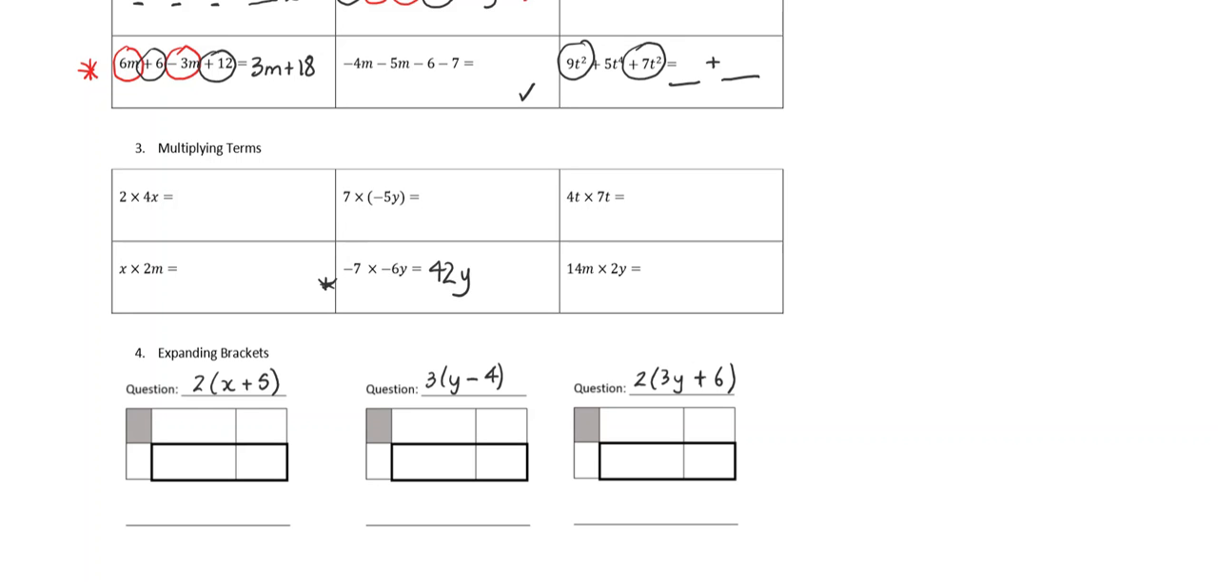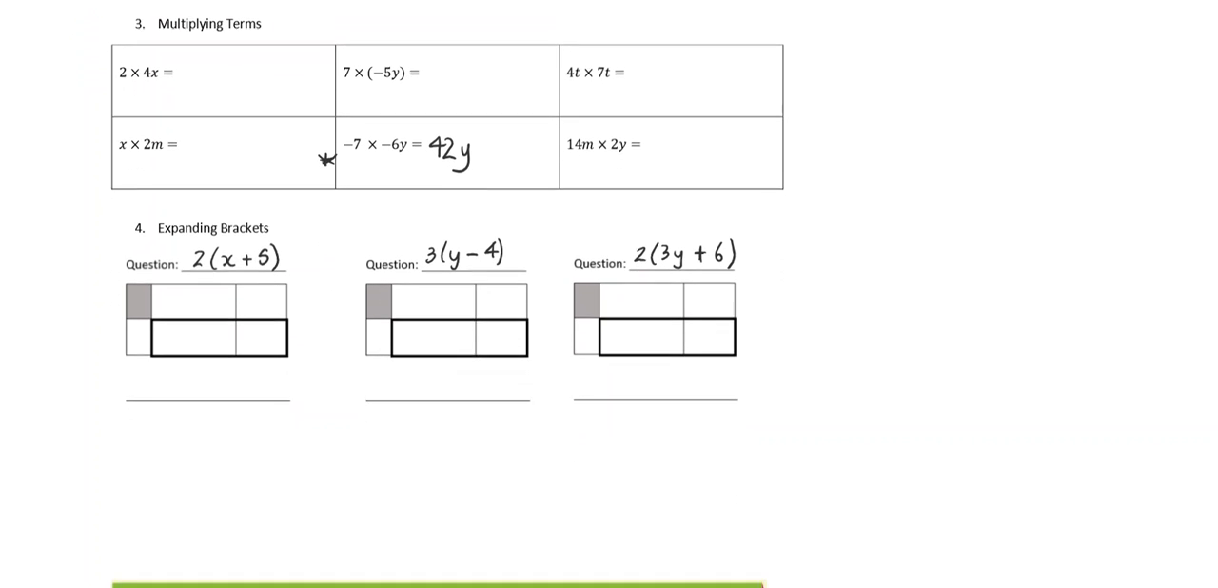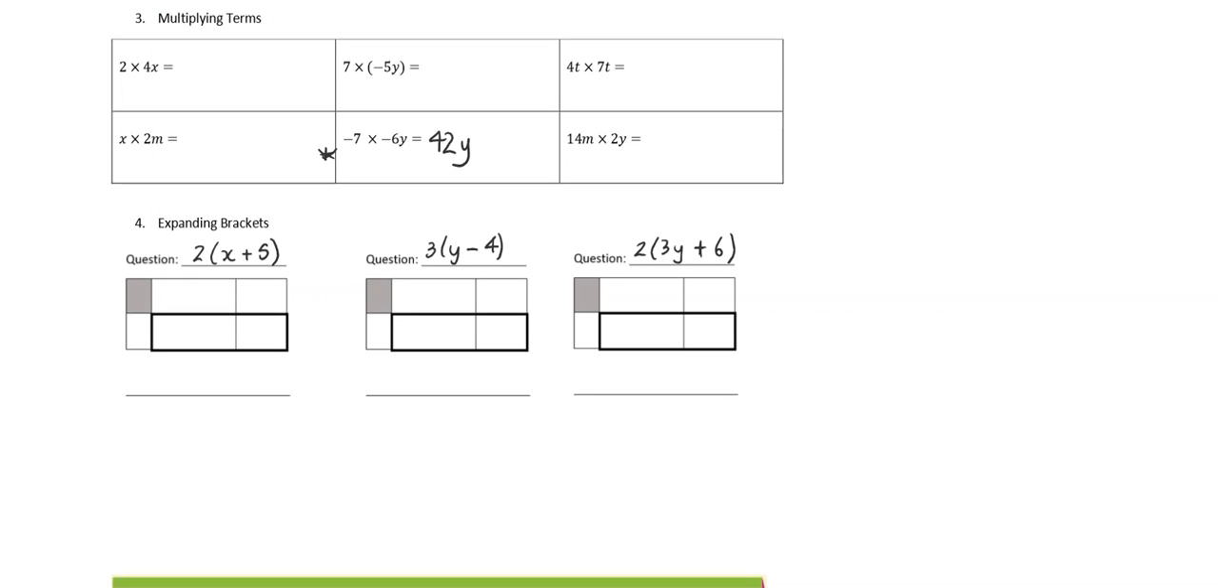Now expanding brackets was in the other video, so I'm just going to remind you how to fill out the box. And I might do it for the very last question. So the question is 2 outside of 3y plus 6. So I put the 2 here, the 3y here, and the plus 6 here. Put a multiplication sign in the corner because there's really a little multiplying sign there. 2 times 3y is 6y. 2 times 6 is plus 12. So our answer is 6y plus 12. And hopefully that will help you do the rest of that question.